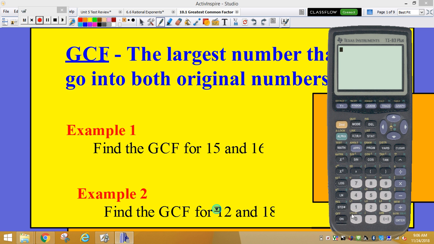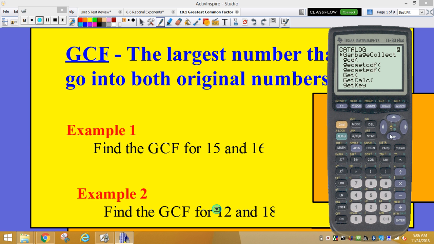So we want to get to this catalog down here at the bottom, right on top of the 0. So we're going to push second 0. Okay. Now we want the GCF. So I have to go all the way down to G. So I could scroll all the way down, or if you see G is right here above the tan button. So I'm just going to hit tan, and it'll take me down to my G's.